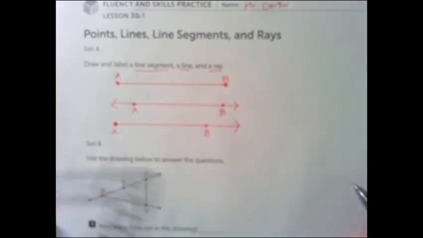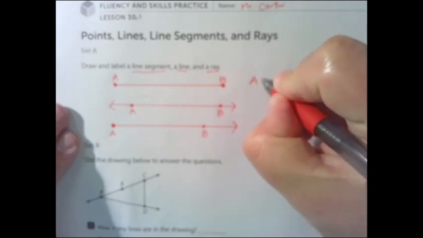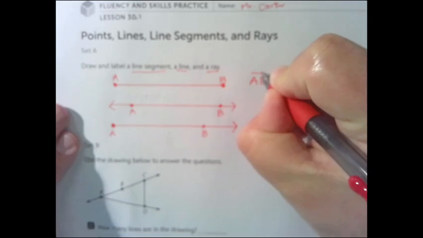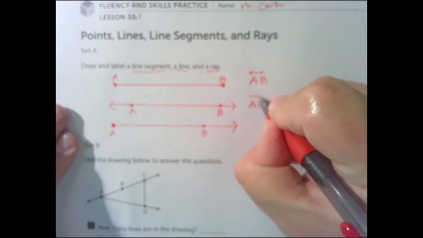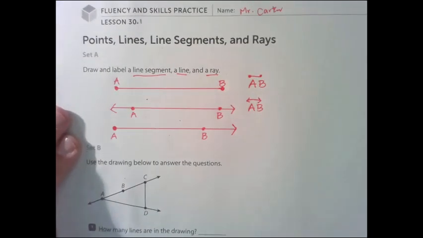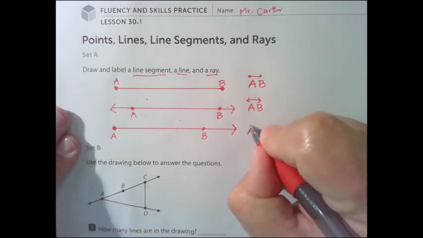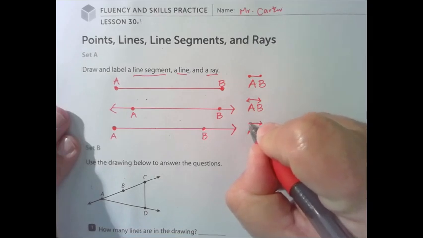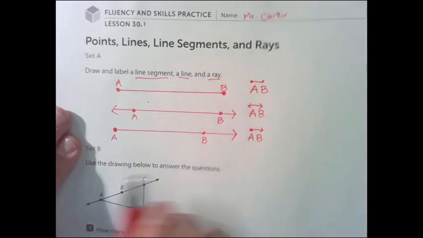Now, it didn't ask us to do this, but I'm going to show you how to give these a name. So this would be line segment AB, and we would label it like that. This would be line AB, and the difference is, on top, you put a miniature line showing it goes both ways. Then this one is ray AB, and we label it with the miniature ray, making sure that A is the first letter in our name because that's where the endpoint is.